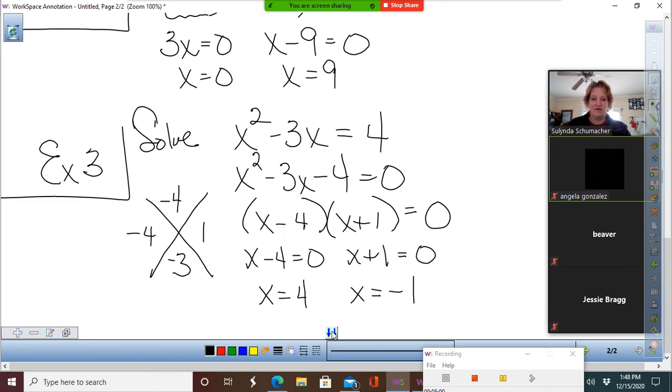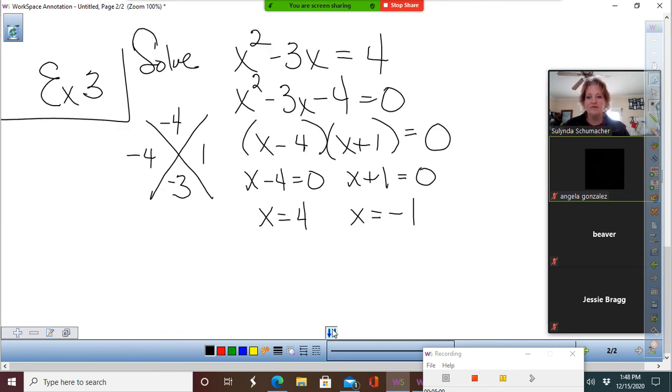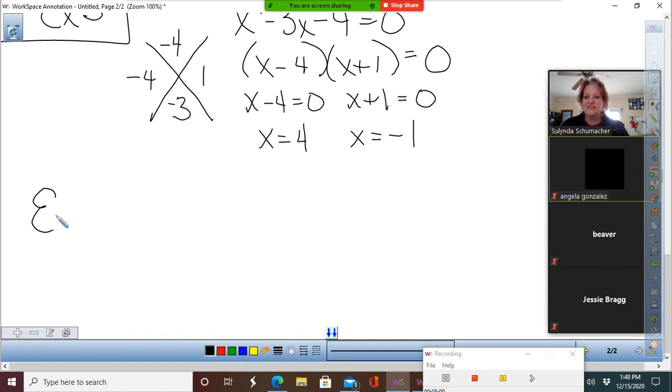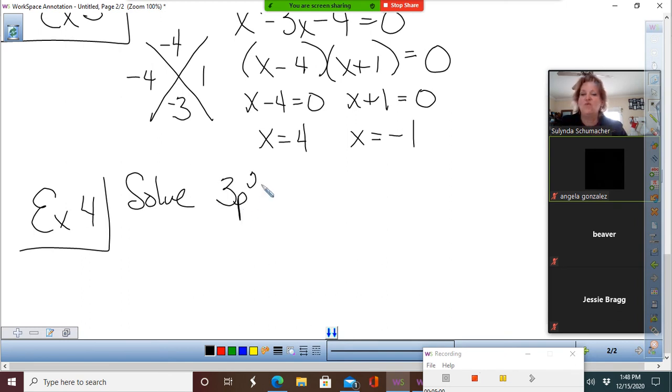All right, let's try another one. Let's make it a little bit tougher. So let's do example number 4. Again, I want you to solve. And let's solve for, how about, 3p squared equals 3p?